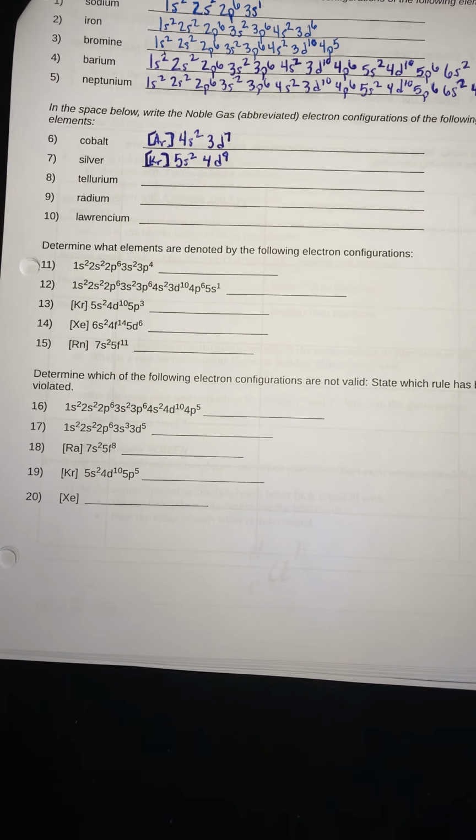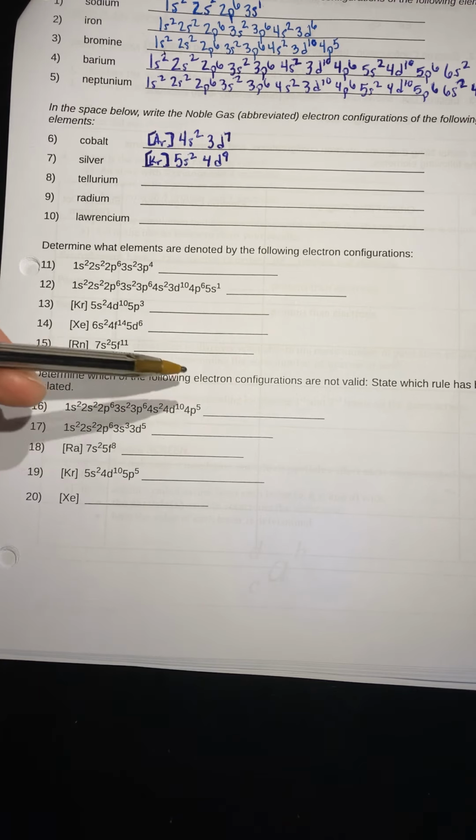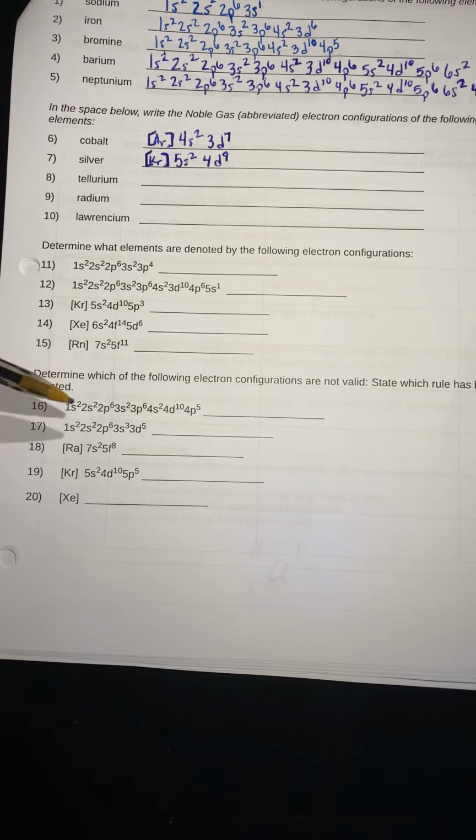Now, let's look at these down here at the bottom. We're going to do these together, and then I'll leave the rest for you guys to do. Guess them and then you tell us the answer. The bottom says: determine which of the following electron configurations are not valid. State which rule has been violated. So this first one, let's just read this and see if there's anything wrong with it.